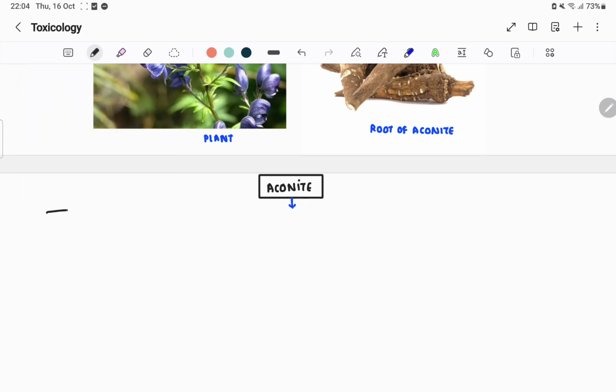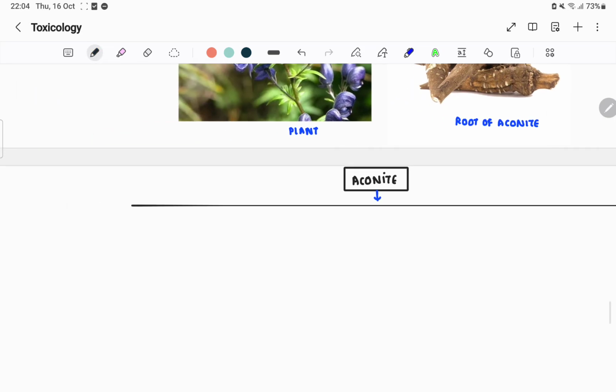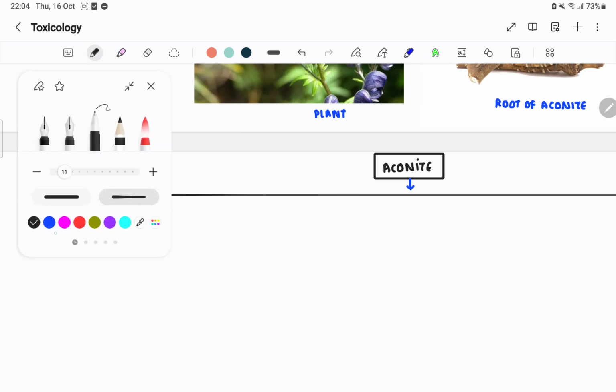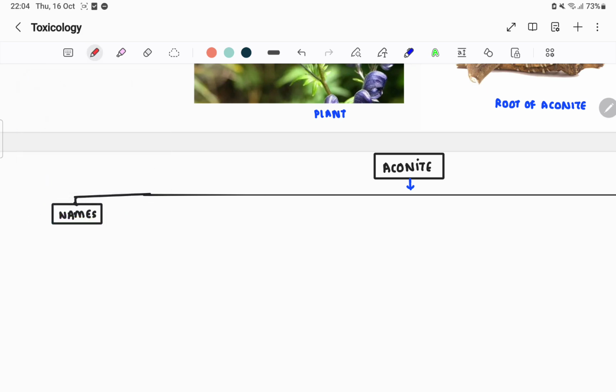We can't do anything about that. You have to remember the names, so we'll discuss the names first. What are the names of Aconite? What are the names of previous poisons? We discussed nicotine, Nicotiana tobacco, digitalis, which is the foxglove plant. We'll discuss oleander, the kaner, next. Now we are discussing Aconite.